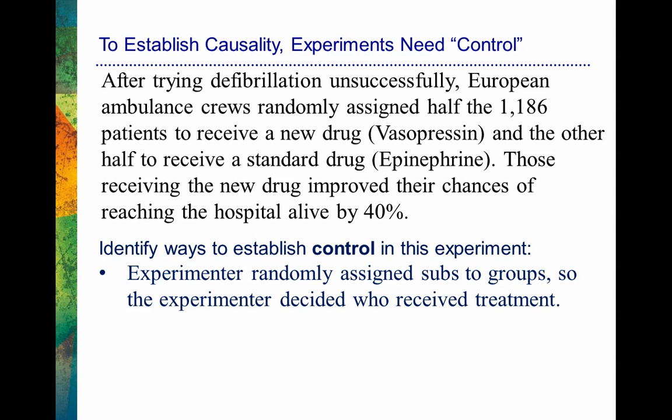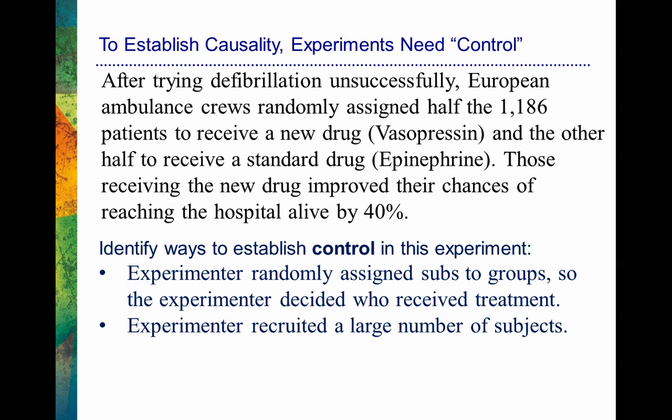That's why, even though correlational studies can't prove causation, they're still done. They're very, very helpful. It's just that they're somewhat limited in their causal explanatory power. In this case, I was able to randomly assign people to groups. Here's another way that we establish control in an experiment. The experimenter recruited a large number of subjects.